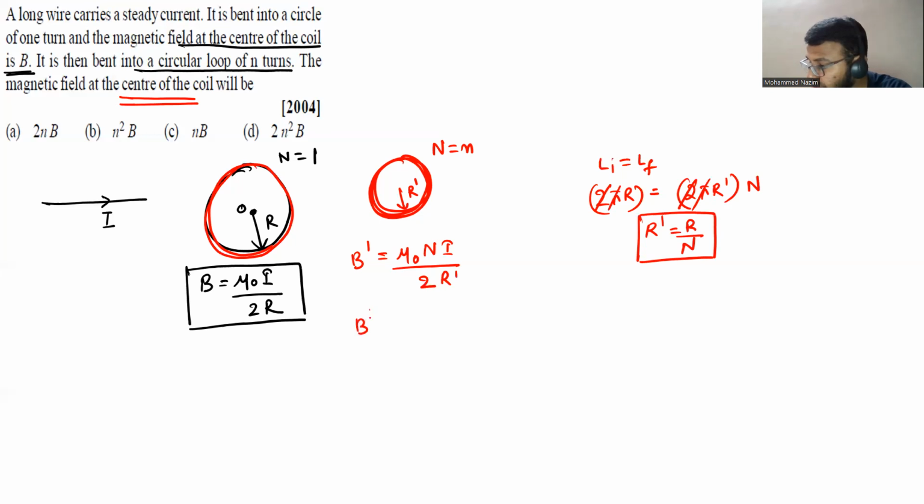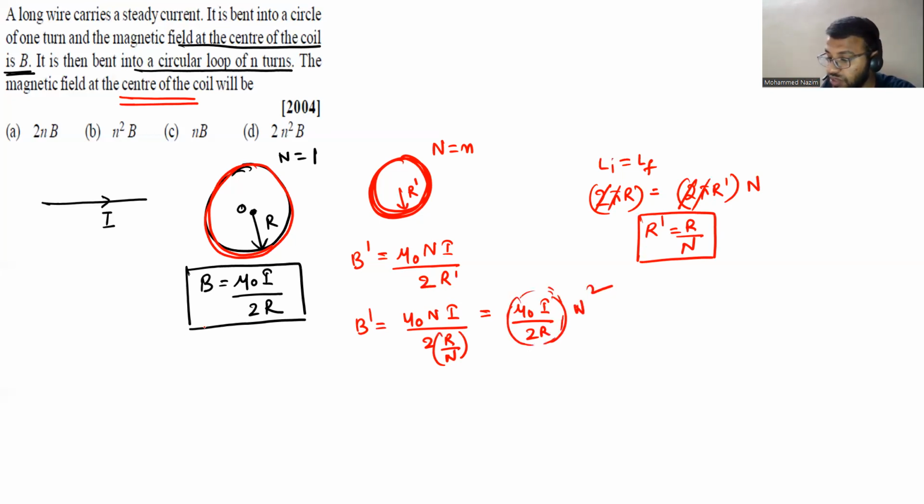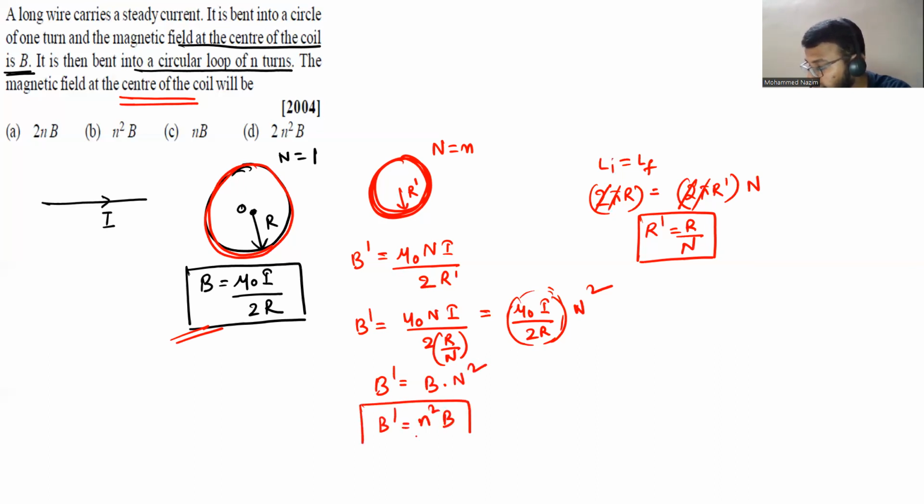Just put it here. So B dash is equal to mu naught into N i divided by 2 into R dash, which is R by N. So N will go up. So this becomes mu naught I by 2R. N into N is going to be N square. And mu naught I by 2R itself is what, students? Mu naught I by 2R itself is the magnetic field, original magnetic field B. So this will be B into N square, or B dash is equal to N square into B.